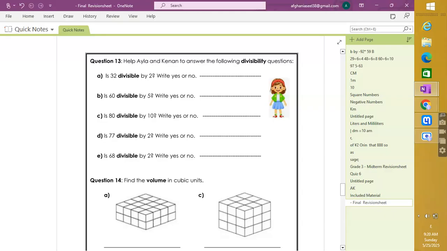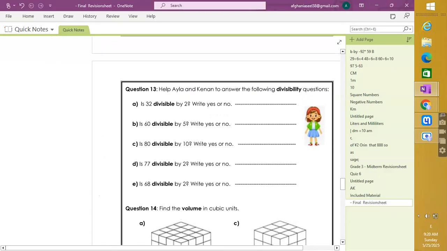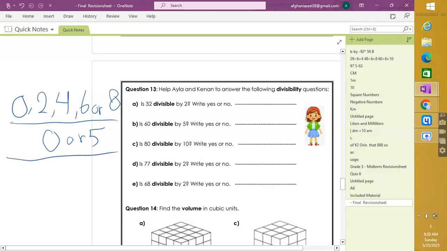So Talal, what do we say? Any number is divisible by 2 if it ends with one of these numbers: 0, 2, 4, 6, or 8. So it is divisible by 2. Okay. And when is a number divisible by 5? If it ends with 0 or 5. Great. And when is a number divisible by 10? When it ends with the number 0.